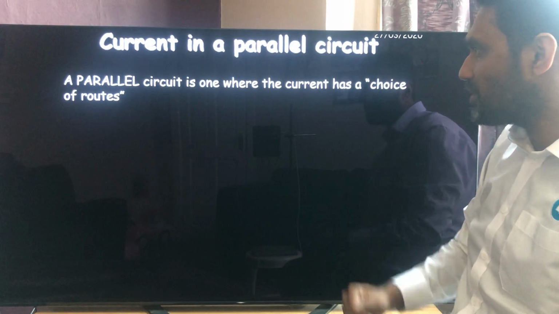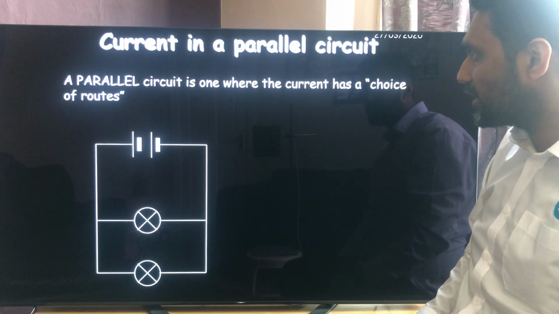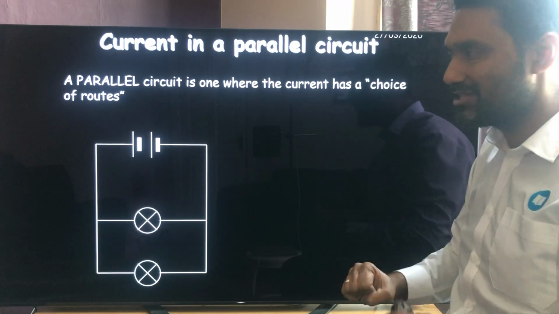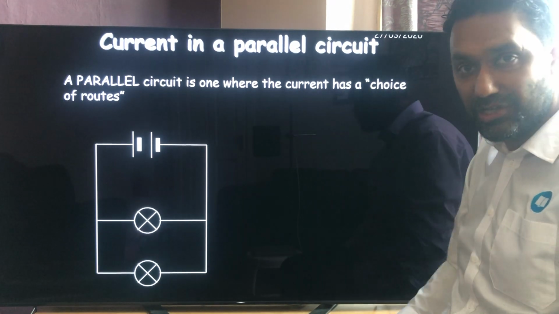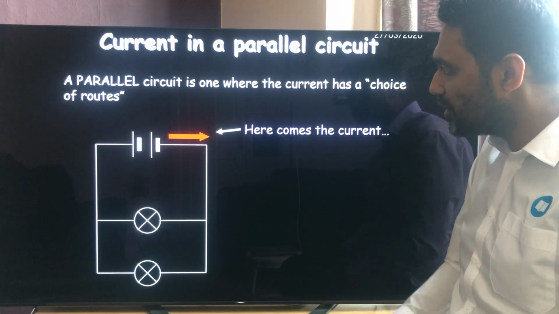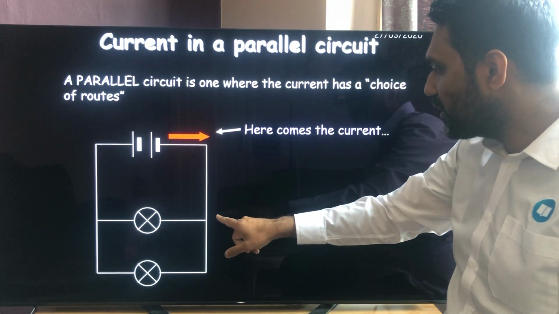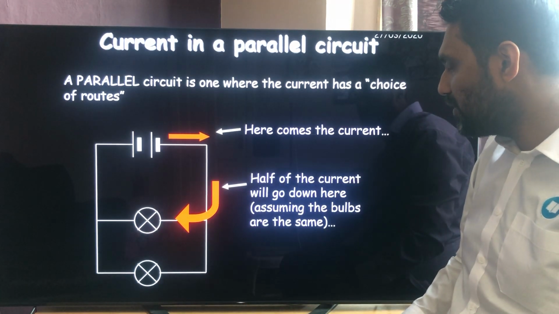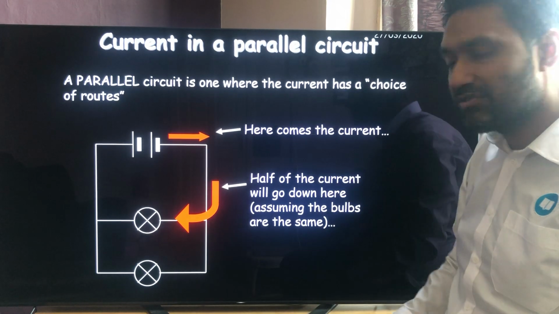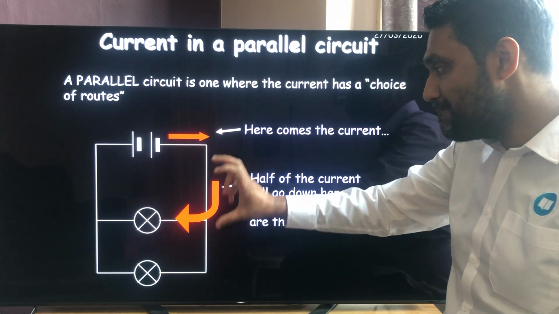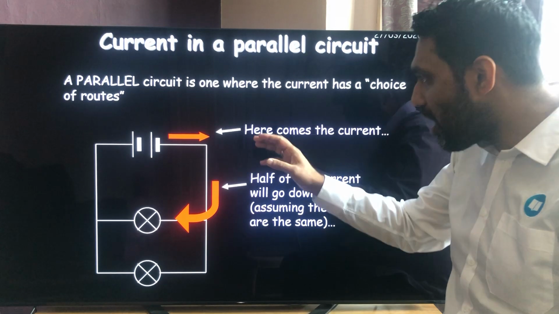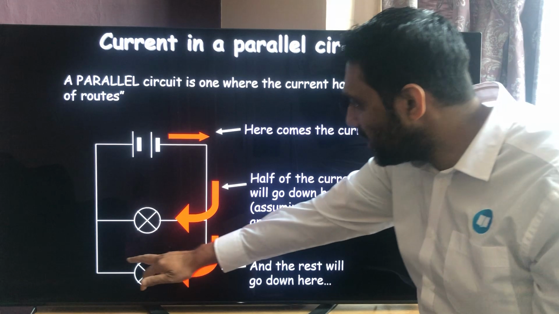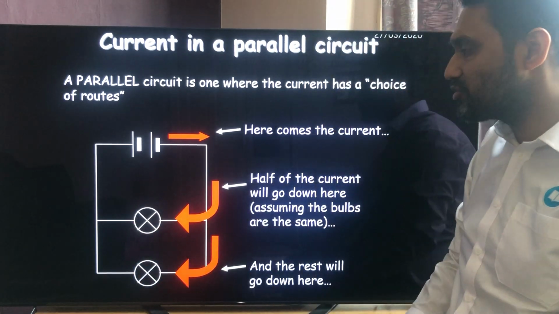So there are 2 rules that we need to know about parallel circuits. In a parallel circuit, the current has a choice. It doesn't mean it chooses which way to go, but it's got 2 pathways it can go, 2 routes. So in this particular parallel circuit, if it starts off here and comes down here, then some of it can go there, some of it can go there. And it just depends on how many components you've got. So if you've got 2 components on each of those branches, and they're the same resistance, half of it will go there, and the other half will go there. But eventually, they'll join back up there, because there's a junction there.